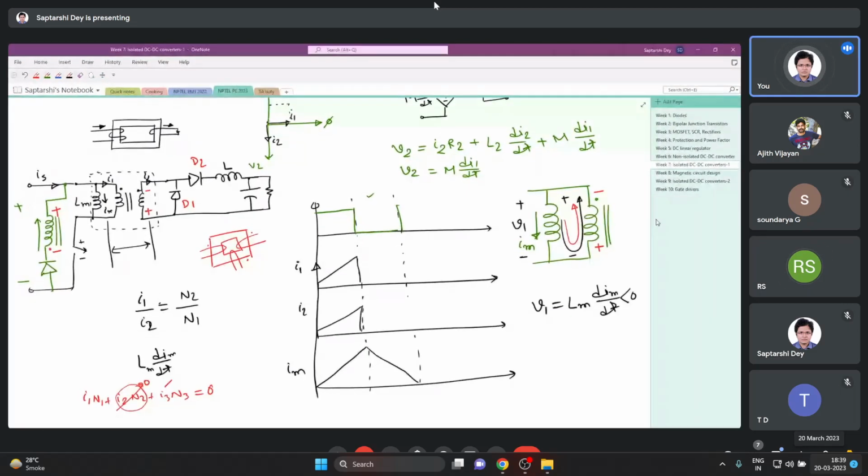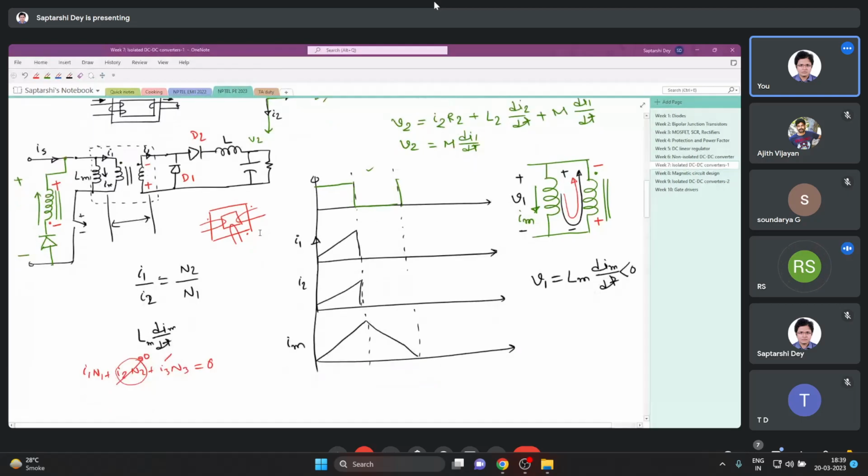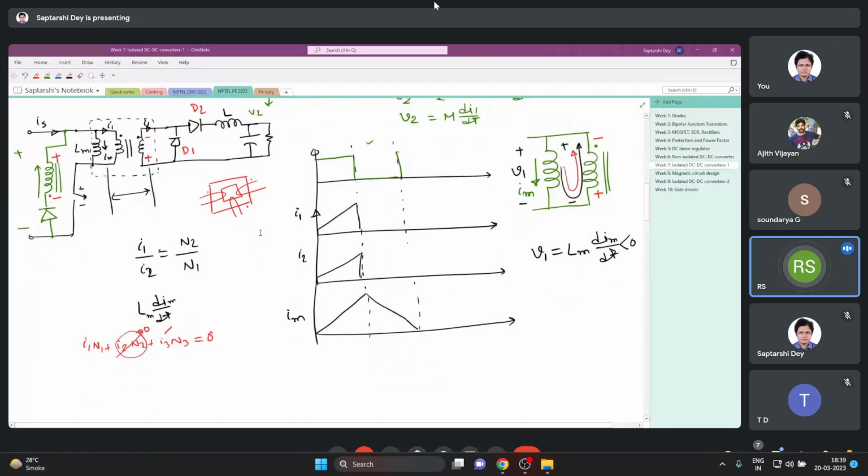Have you understood why it is coming at the cathode of the diode? Yes, sir. Because at that time the voltage across this winding will be greater than the source voltage, so it will be forward biasing this diode. Okay.